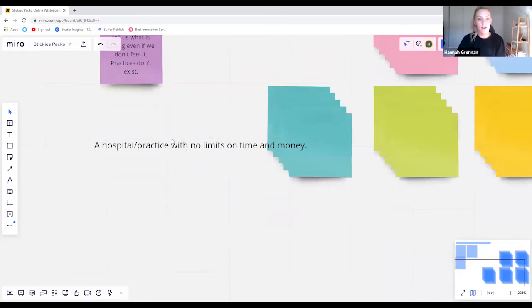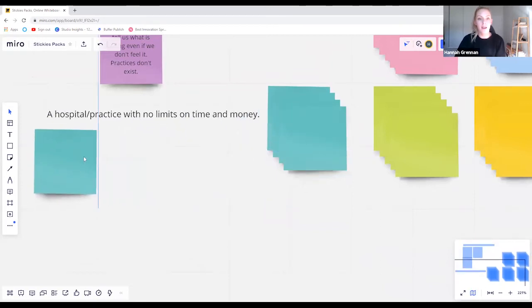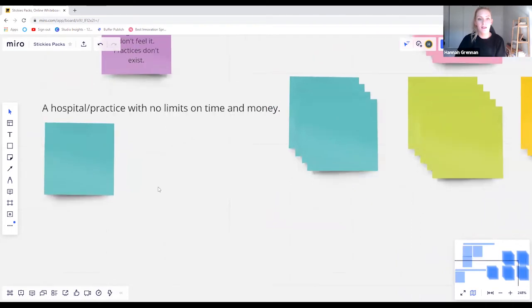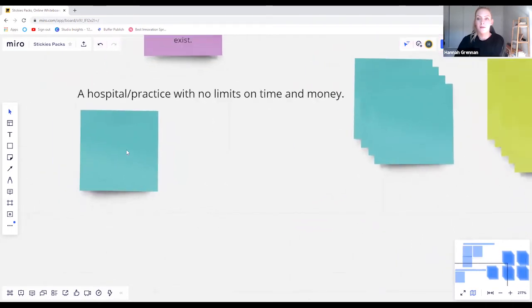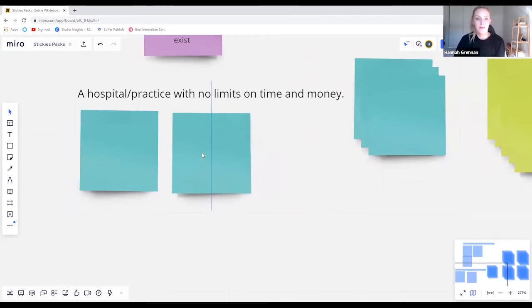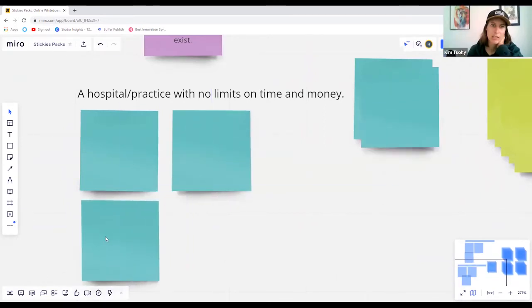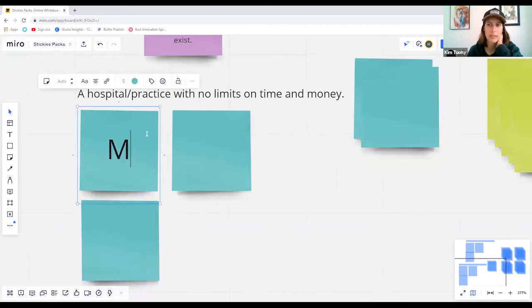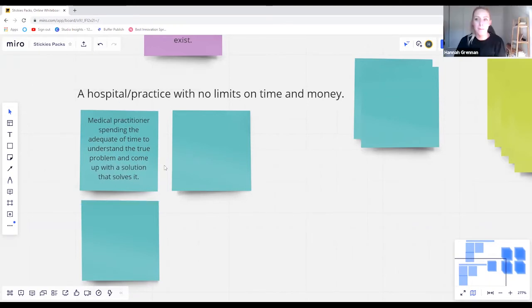Okay, so the next one is a hospital or practice with no limits on time and money. Ooh. So that is definitely the medical practitioner spending the adequate amount of time to understand the true problem and come up with a solution that solves the true problem, because they wouldn't be worried about getting them in and out in that 15-minute time slot and getting paid by how many people they see in a day.